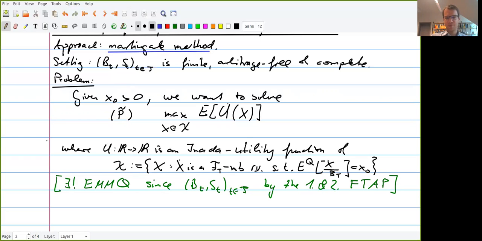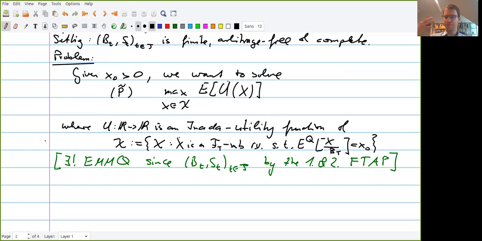So now we need to reflect for a moment on the problem we have here. What we see here, if you look at P star, is that this is a concave maximization problem.